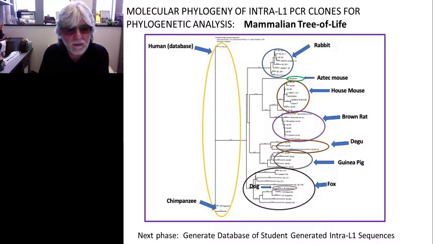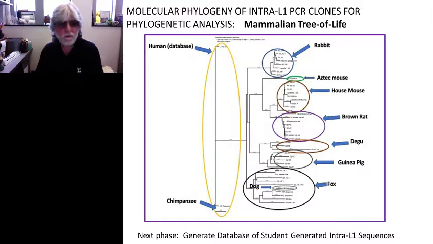But the house mouse and the rat are related. They form a clade. The degu and guinea pig are somewhat related, and they form a clade. Dog and fox, you can see the dog there is right in the middle of all these fox sequences. And the rabbit comes out just outside the rodents. So it's pretty much working out nicely. Again, there's lots of work to do, but so far so good.